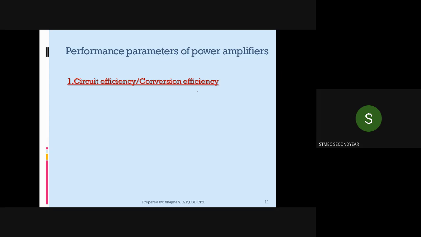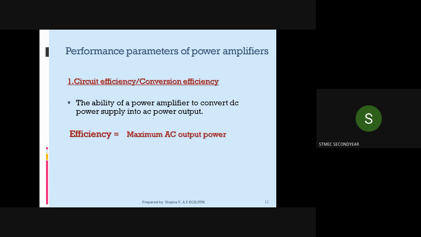It defines the ability of a power amplifier to convert the DC power supply into AC power output. As I already told, a power amplifier draws power from the DC power supply and gives it to the output signal. That DC to AC conversion efficiency is actually called the efficiency of the power amplifier. So the ability of a power amplifier to convert the DC power supply into AC power output is called conversion efficiency or circuit efficiency.